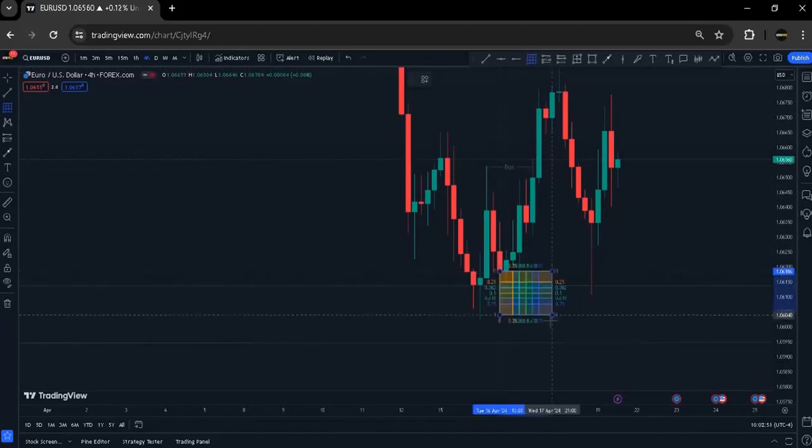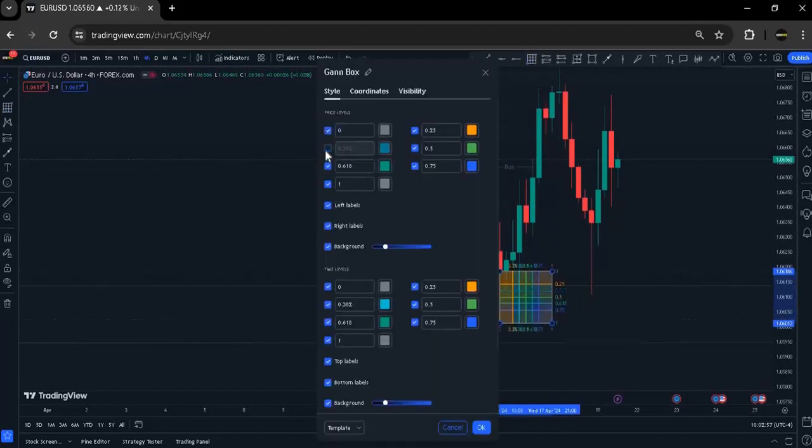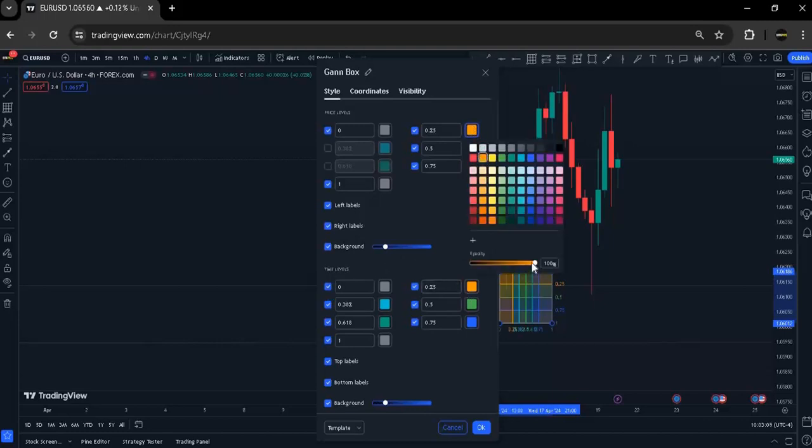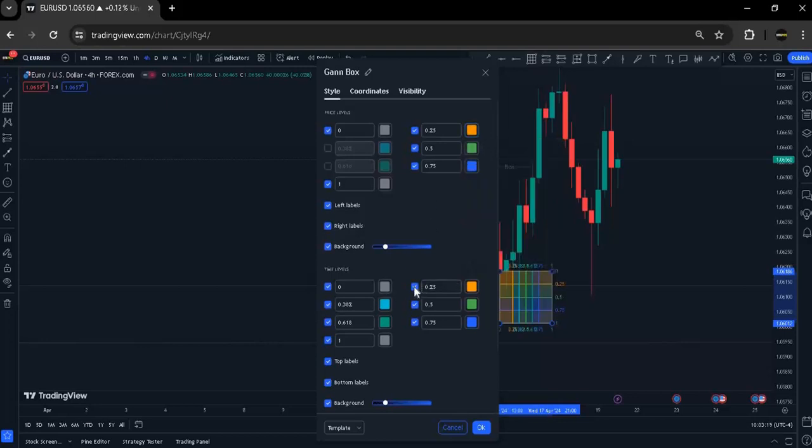So if we measure that lower week, I'm setting up the gun box. I'm trying to show you guys the consequent encroachment. The consequent encroachment is at the 50% level of that gun box. That's 0.5. And the 0.25 and the 0.75 are the levels I'm interested in, right?